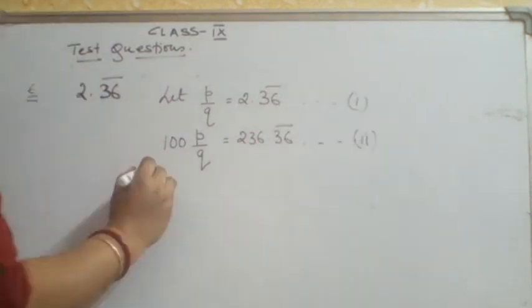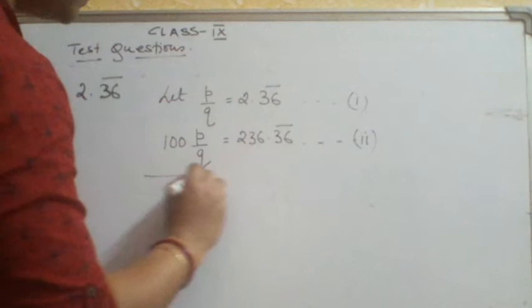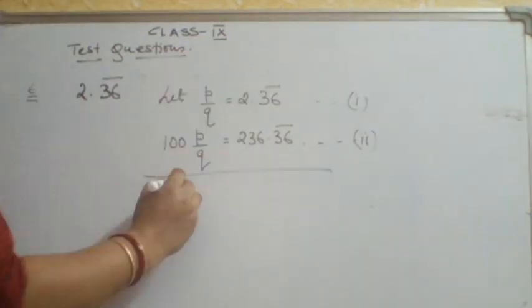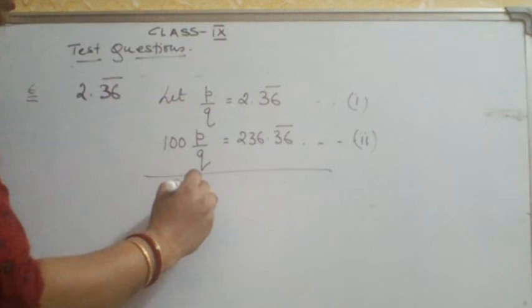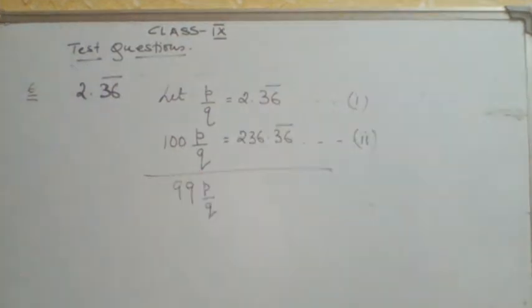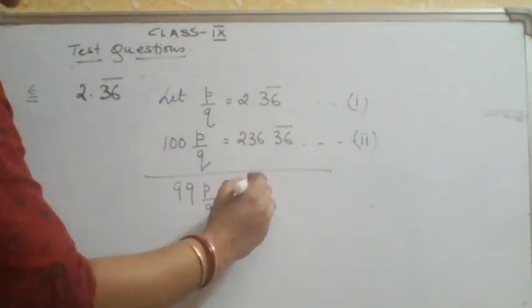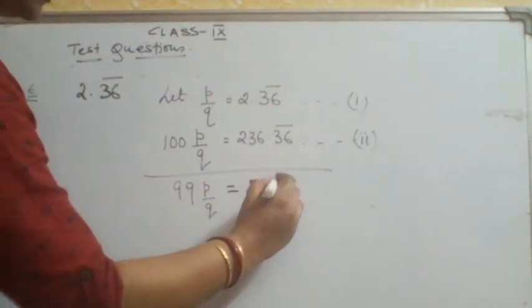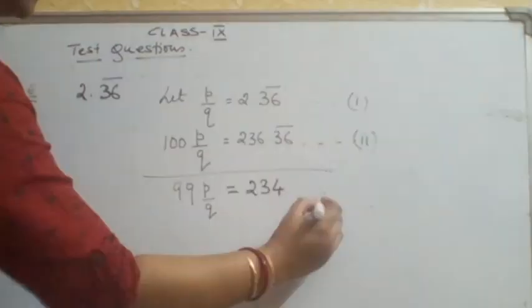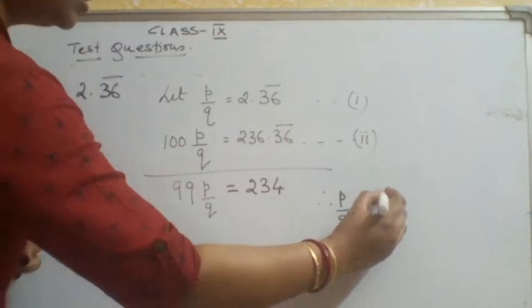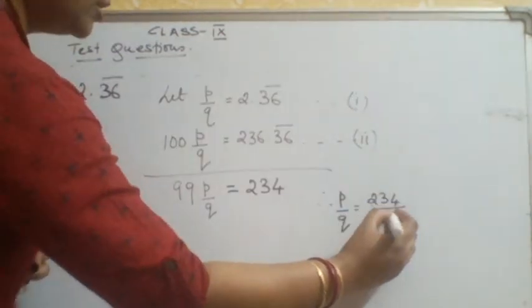Now if you subtract the first from the second, 100 minus 1, you will get 99 P by Q. And here you get 236 minus 2, that is 234. Therefore, P by Q is equal to 234 upon 99.